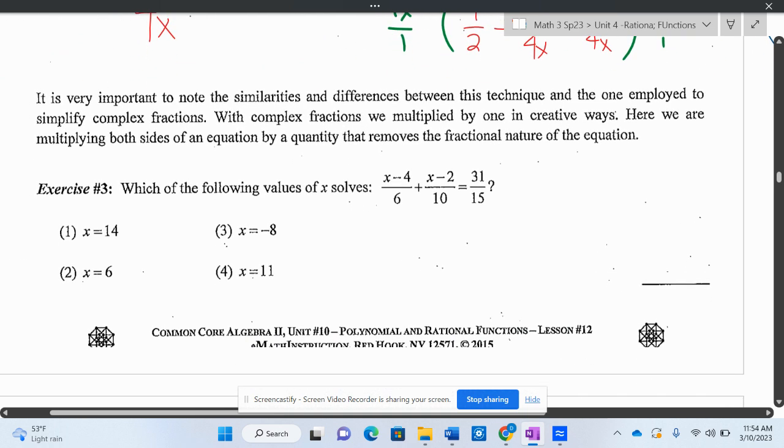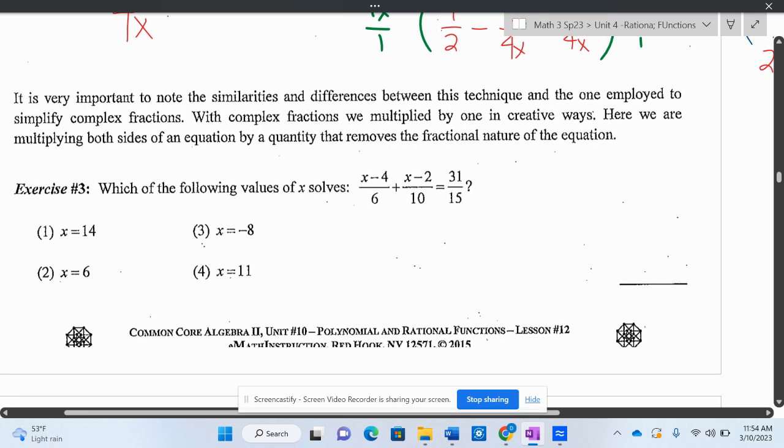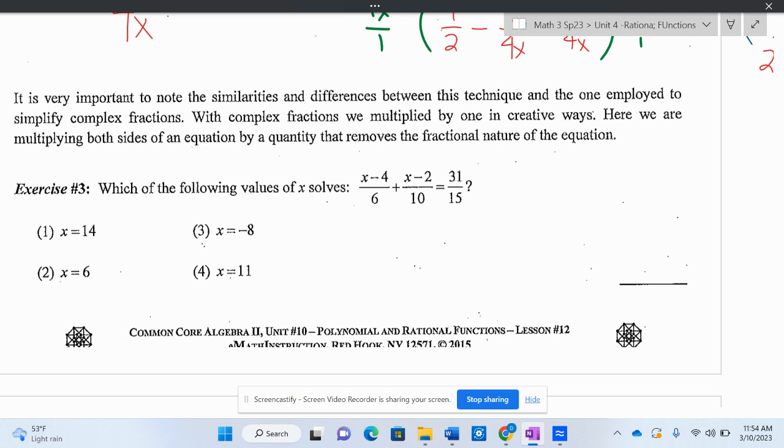Which one of these values for x solves this equation? So let's look first of all at what would be a good denominator for me to multiply it by. And here's what I mean. You want to find the smallest number that is divisible by 6, and it's also divisible by 10, and it's also divisible by 15. So let's talk about how we find that.